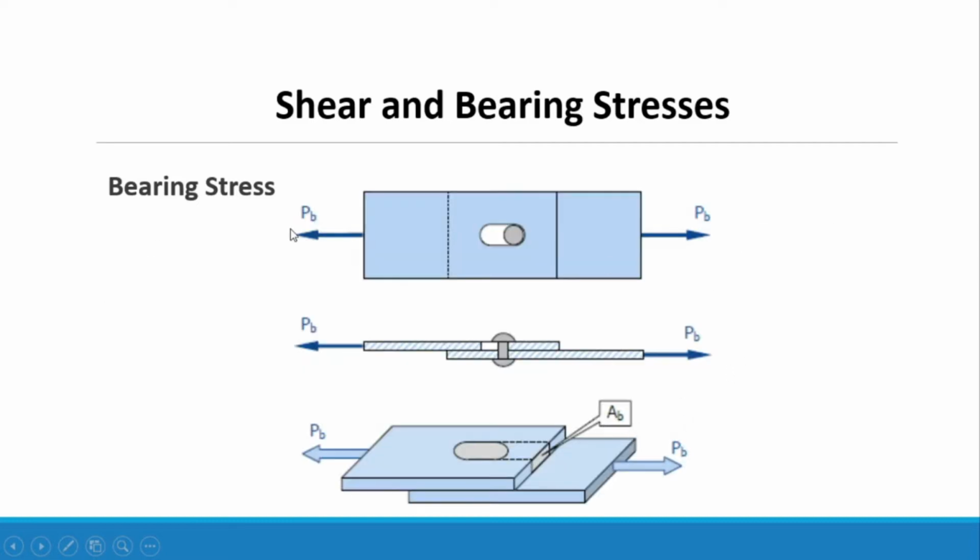And for the diagram for the bearing stress, we have the force P sub B, and we have an overlapping of plates with a bolt, and the bearing area, which is the diameter of the bolt multiplied by the thickness of the plate. Example number 1. What force is required to punch a 20 mm diameter hole in a plate that is 25 mm thick? The shear strength is 350 meganewton per meter square.